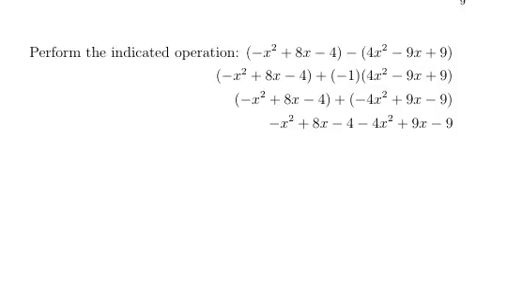Now let's rearrange so that we can add like terms. So there's the x squared stuff. That's going to make a negative 5x squared. There's the x stuff, the 8x and the 9x. That's going to be 17x and a minus 13. So there we have it. The subtraction of these two polynomials gives us a negative 5x squared plus 17x minus 13.